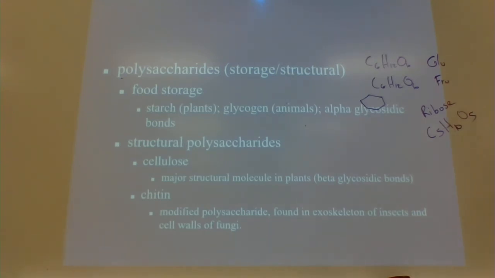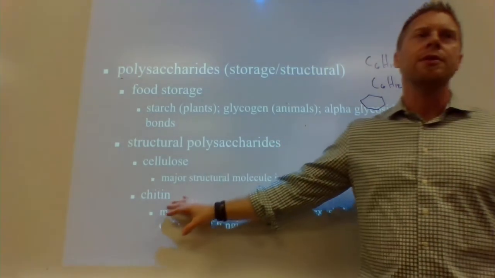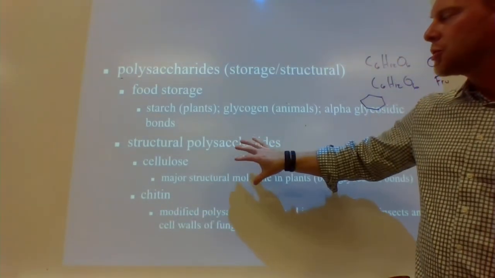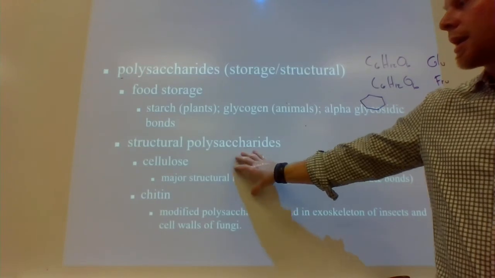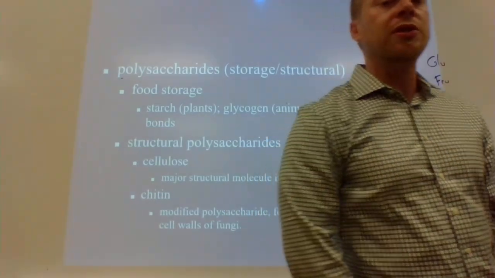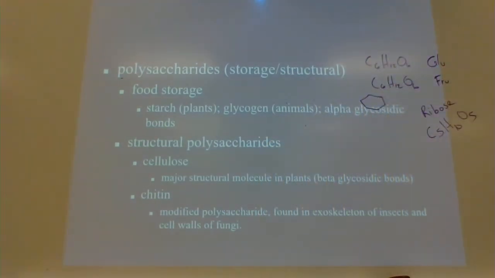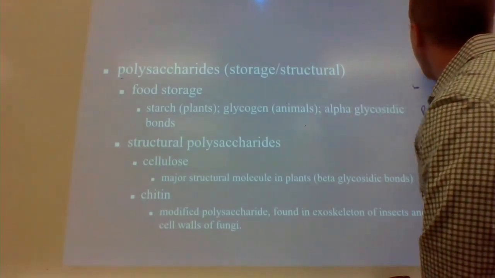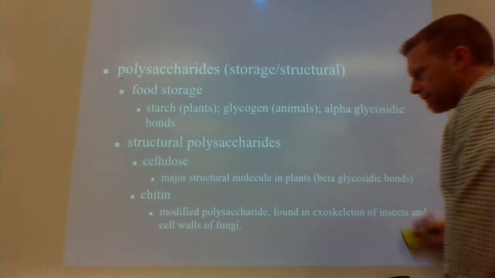Here we have some structural polysaccharides. The major structural polysaccharide in a plant is called cellulose. Cellulose is to a plant like bones are to a human, right? Cellulose is a polysaccharide that gives a plant all of its structure.